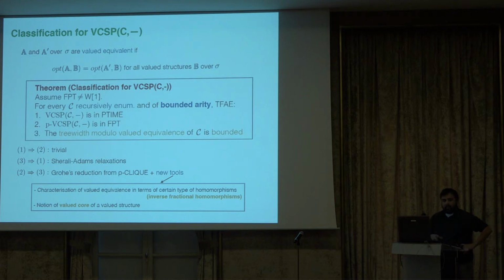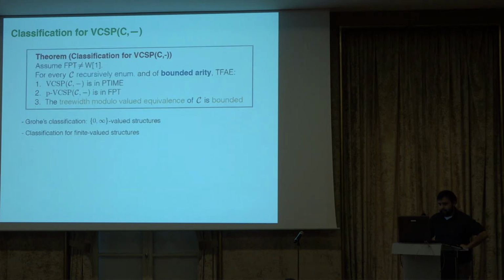And the problem here is that in the reduction of Grohe, we need the notion of core. It's very important to encode cliques, but here we don't have the notion of core. So what we did is that we provide a characterization of valued equivalence in terms of some type of homomorphism, and this is called inverse fractional homomorphism. And with this, we can define a notion of valued core. And we can use it in combination with the reduction of Grohe to prove the hardness. Okay? So this is the idea of the proof, right?